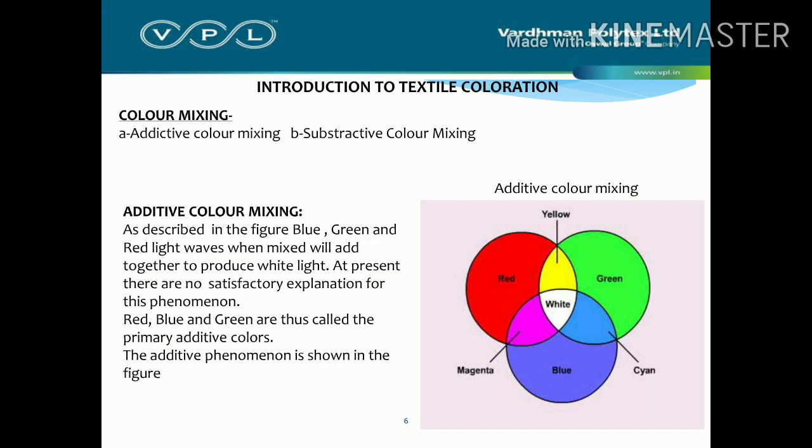Now, color mixing. There are two types of color mixing. Number one, additive color mixing. Number two, subtractive color mixing. Now we will discuss additive color mixing. As described in the figure, blue, green, and red light waves, when mixed, all add together to produce white light. At present, there is no satisfactory explanation for this phenomenon. Red, blue, and green are thus called the primary additive colors. The additive phenomenon is shown in the figures.